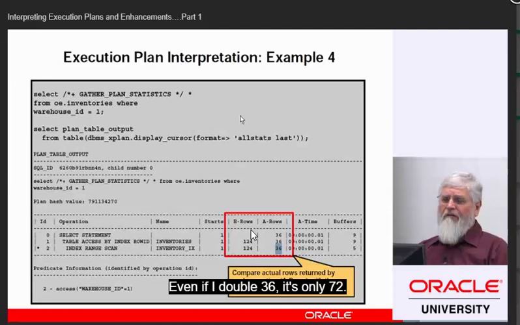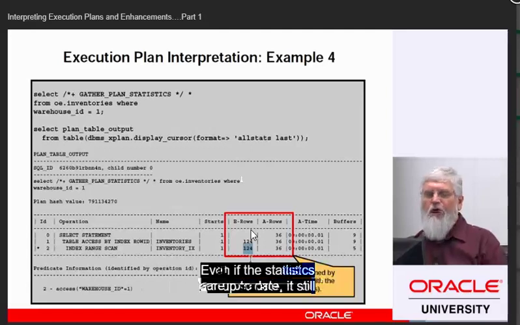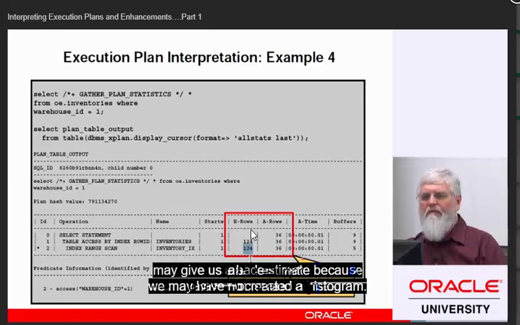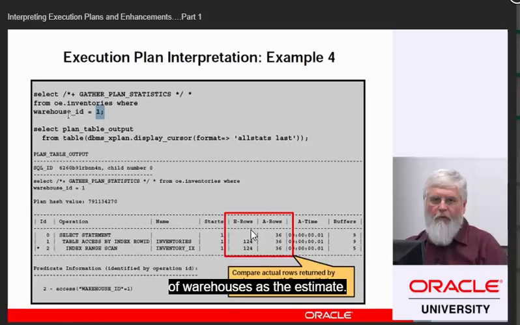Are my statistics valid? Even if the statistics are up to date, it still may give us a bad estimate because we may not have created a histogram. We may have just used the normal distribution. If there are so many warehouses, the estimate is 1 over the number of warehouses. And it turned out that this is non-normally distributed. Some of them have lows, some of them have higher than what would normally be the normal distribution. So it probably says I should actually give it more information, give it a histogram.